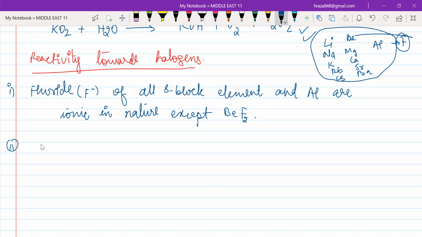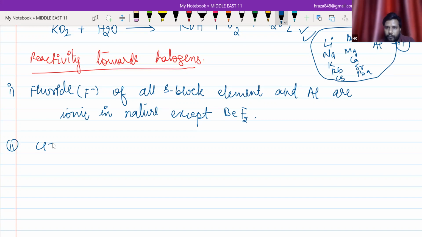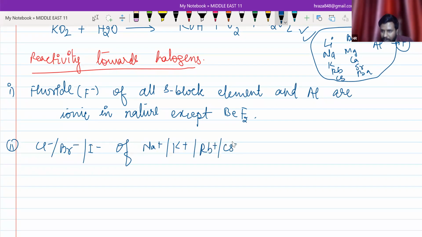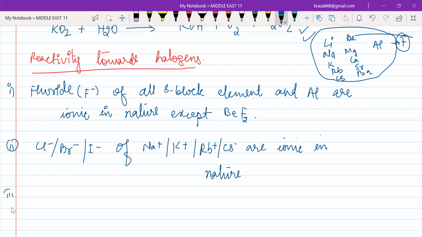Now, the second point, which is very important. We talked about fluorine. Now, chlorine, Cl minus, chloride, bromide, and iodide of Na plus, K plus, Rb plus, Cs plus are ionic in nature. That means if lithium reacts with chloride, bromide, or iodide, either one of them, it will be covalent in nature. Is that clear? Yes, sir.